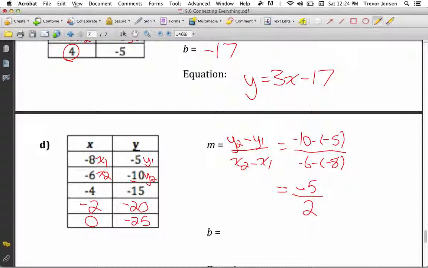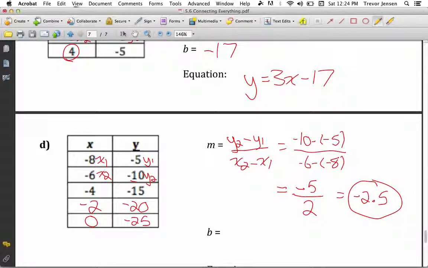So keep in mind, our constant of variation equals negative 5 over 2, which as a decimal is negative 2.5. So what this means is, as x increases by 1, y is going to go down by 2.5. Okay, so every time x increases by 1, y goes down by 2.5. That means as x increases by 2, y is going to go down by double 2.5, which is 5.